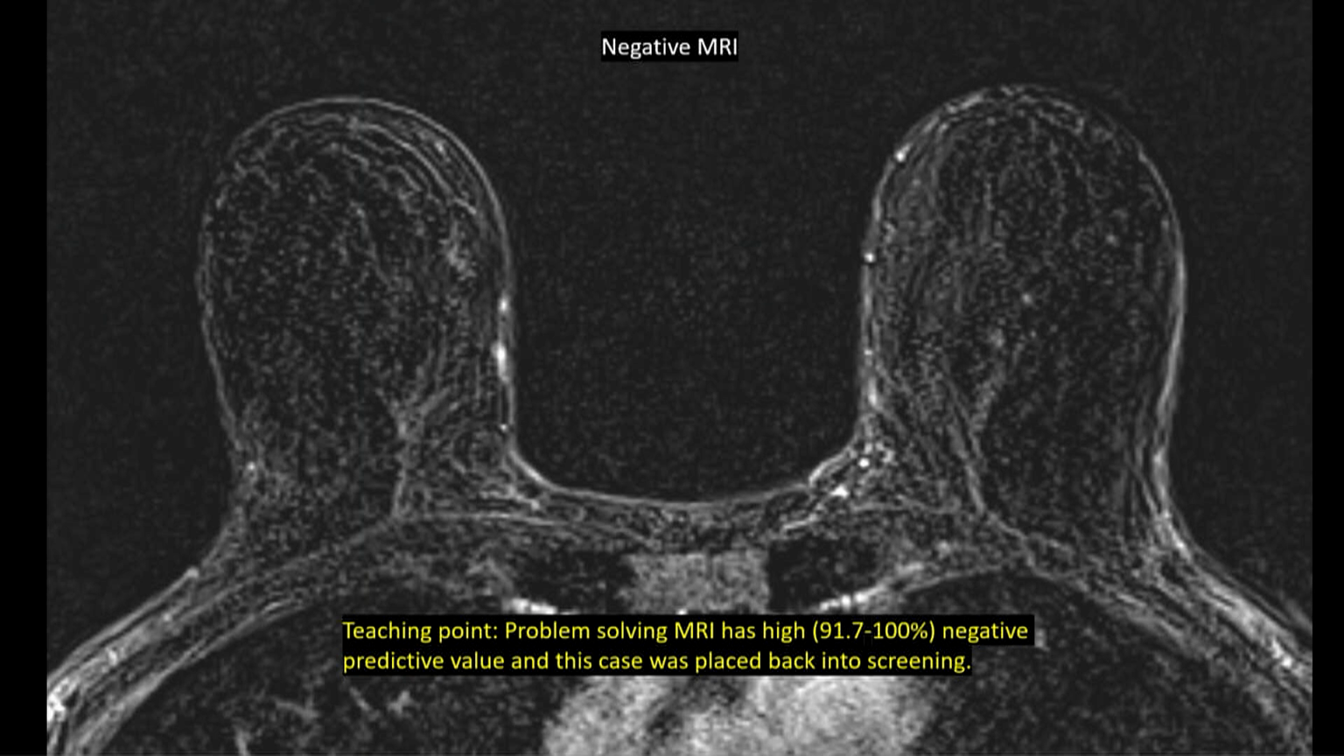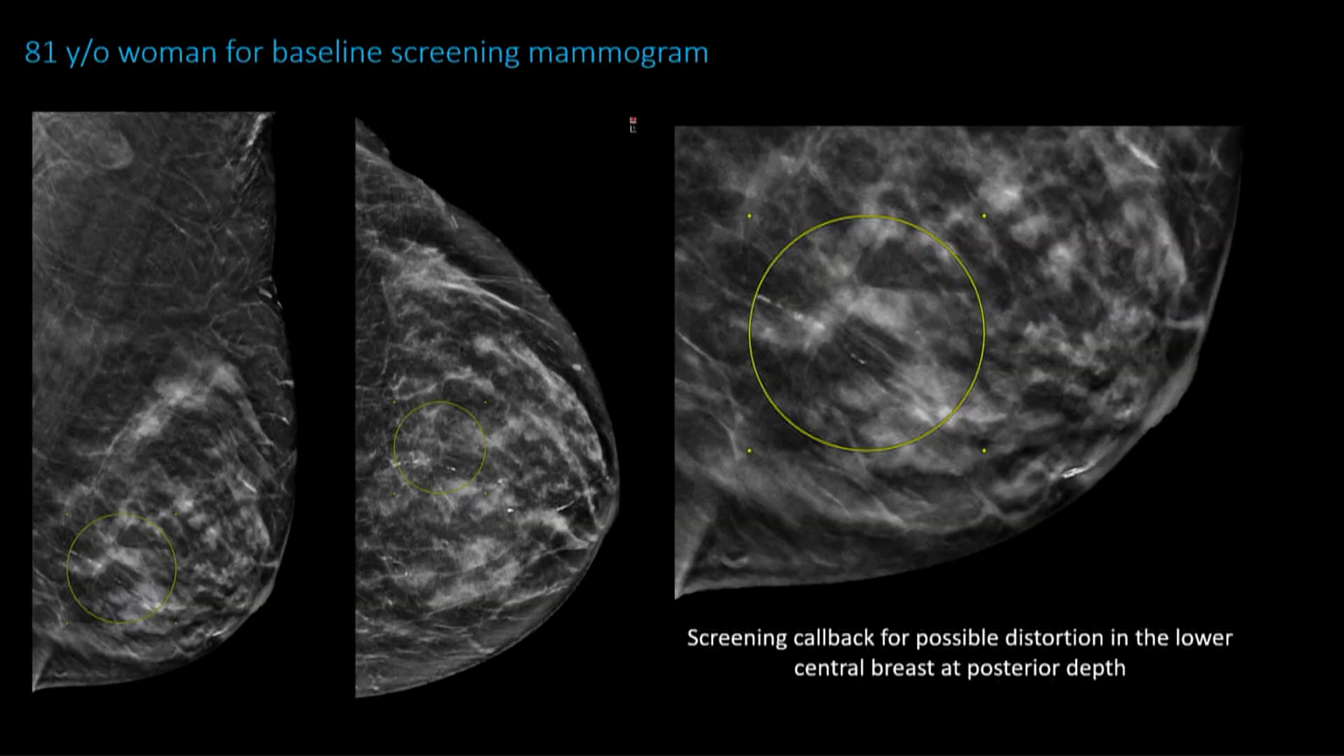But a problem-solving MRI was obtained in this particular case, and it was negative, so the case was placed back into screening because, given the high negative predictive value of problem-solving MRI, we felt this patient was safe to go back to screening.